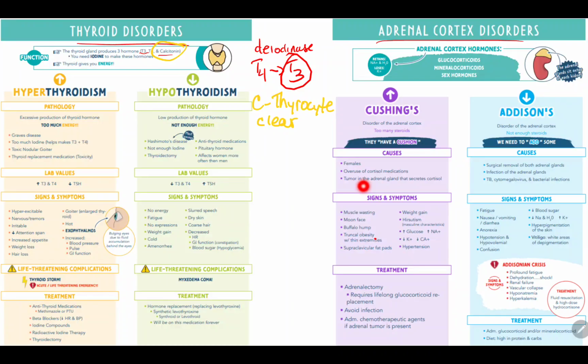Getting back to the C thyrocytes, the clear cells, that's going to make calcitonin. You can think about it as it's going to tone down the amount of calcium in the blood. So it's there to reduce calcium blood levels. You've got to remember that, and obviously understand the opposite hormone too.